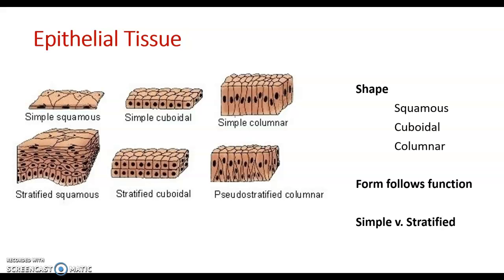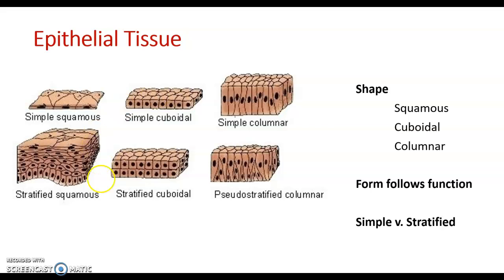Epithelial tissue is another great example of that form follows function idea we were talking about. The shape of the cell is suited to the function that that cell performs. And epithelial cells come in three basic shapes: squamous, cuboidal, and columnar.